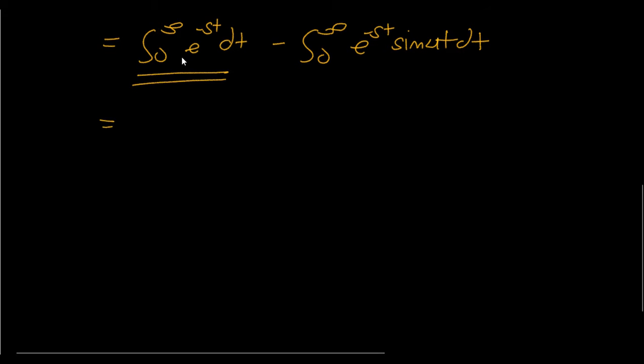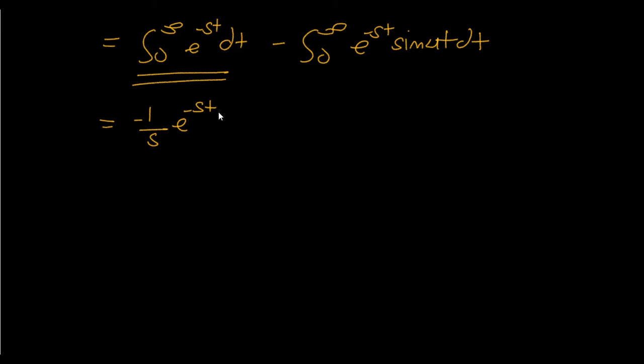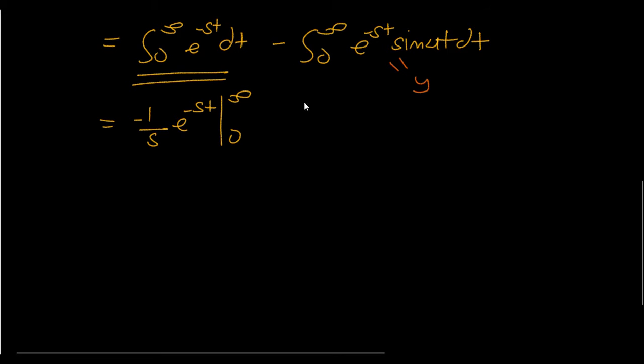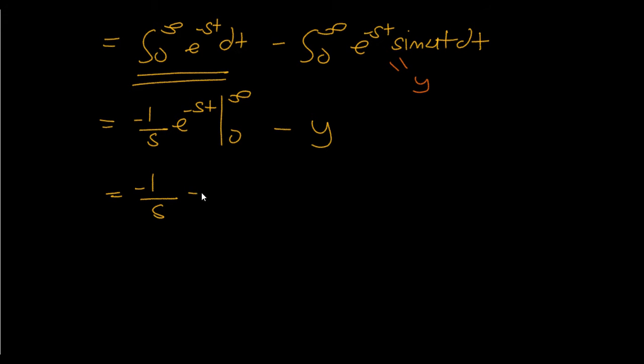Okay, so ito, integral nito ay negative 1 over s e to the negative st evaluated from 0 to infinity. Ito is, i-let muna natin to as some variable. Let muna natin as y to. So, minus y muna. So, mamaya natin i-deal yan. No? So, ito, negative 1 over s times e to the negative infinity minus e to the 0. Or e to the negative 0 rather.